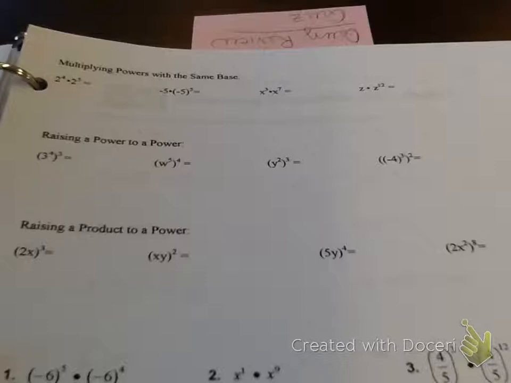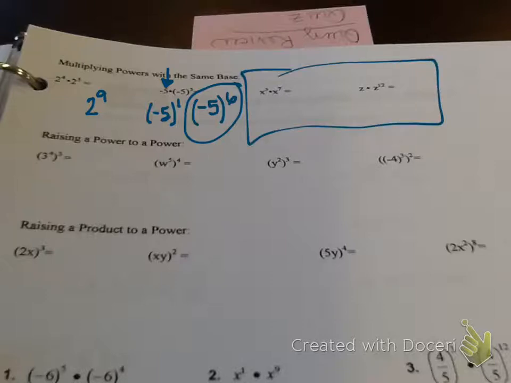Alright, take a look. Multiplying powers with the same base. So once again, 2 to the 4th times 2 to the 5th gives us 2 to the 9th. This negative 5 right here, this first one, is just negative 5 to the 1st power. If there's no power there, it's to the 1st power. So our answer would be negative 5 to the 6th power. And I'm going to let you do the other two for homework.